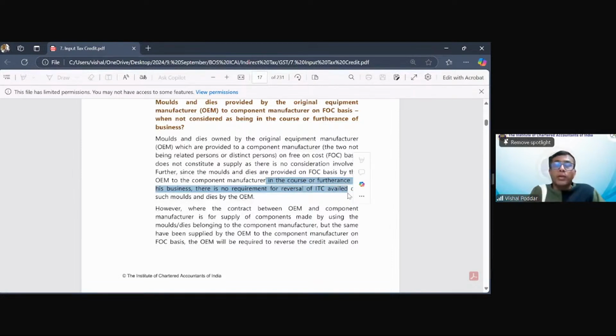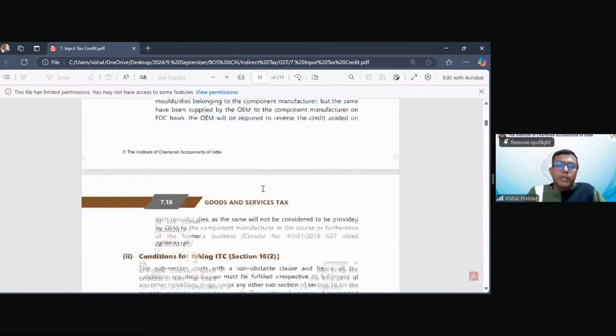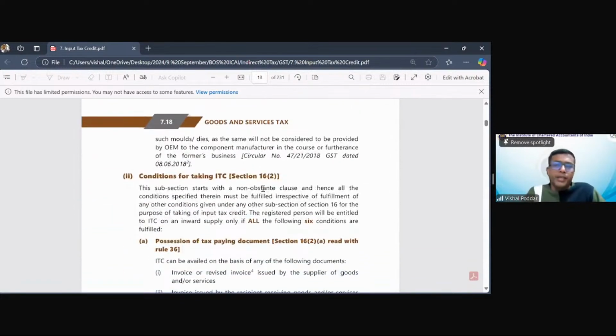So the condition or the point that we are discussing is that these items are eligible for ITC only when they are used in my business. What is being clarified here is that it is not necessary that I should use it myself. Even if I'm giving it to you on free of cost basis, and you utilize it, indirectly it is being used for my business and I am eligible for this ITC.